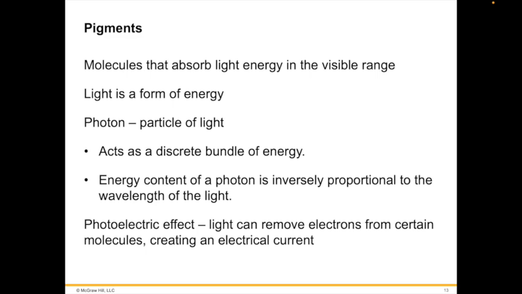For plants to make use of the energy of sunlight, some biochemical structures must be present in chloroplasts and the thylakoids that absorb this energy. Molecules that absorb light energy in the visible range are termed pigments. We are most familiar with them as dyes that impart a certain color to clothing or other materials. The color we see is the color that is not absorbed. That is, it is reflected.